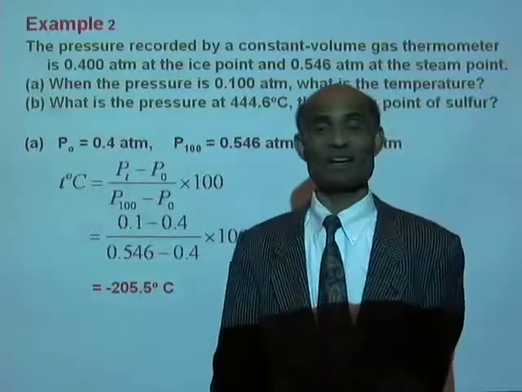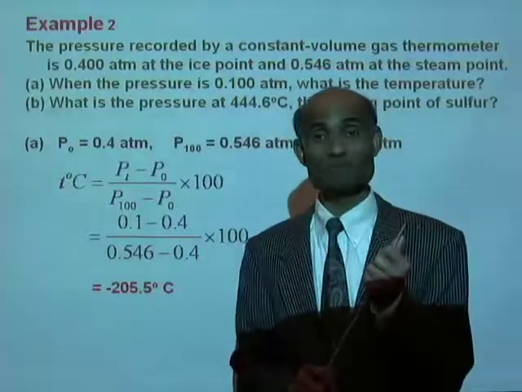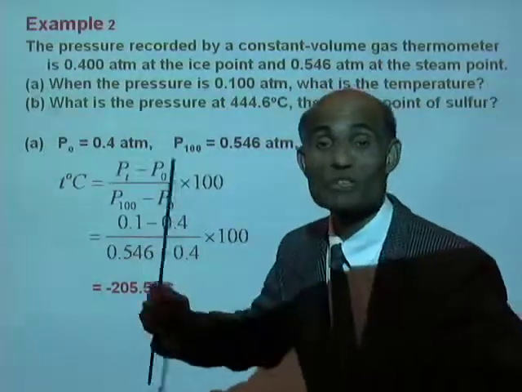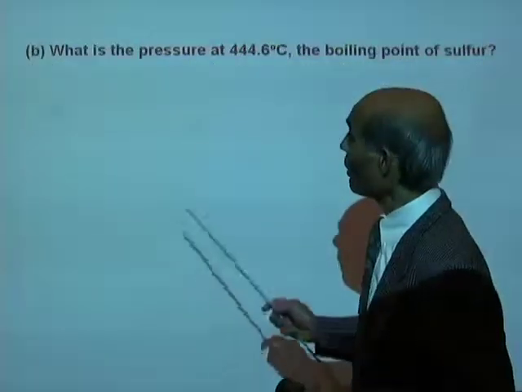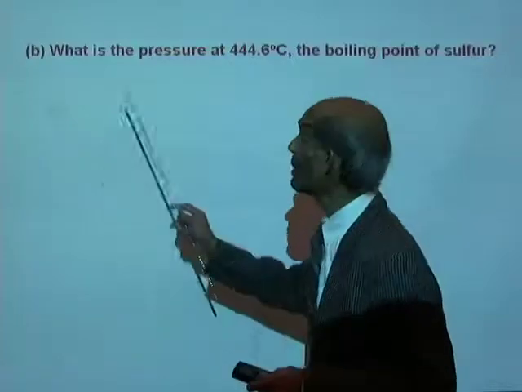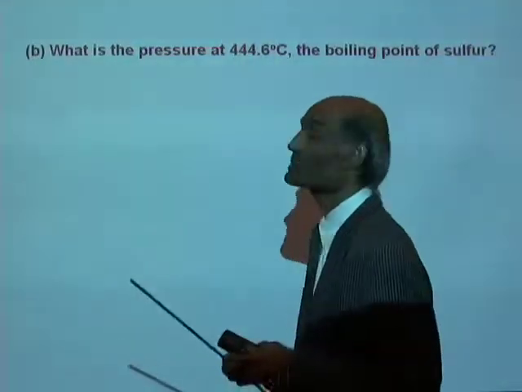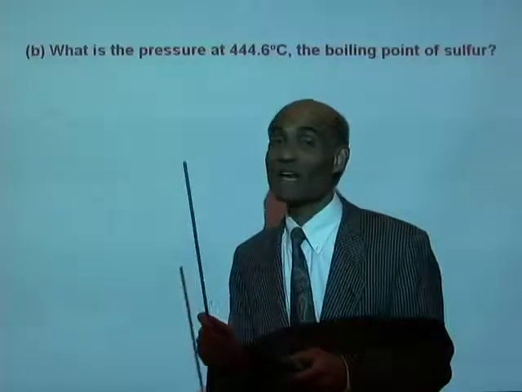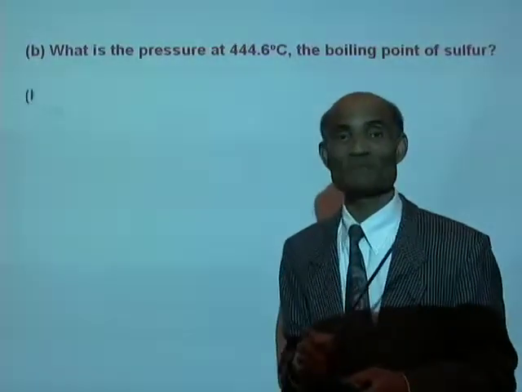You see, you can use a constant volume thermometer like this to measure such a low temperature. Can you use a mercury thermometer to measure that kind of temperature? No, you cannot. So you can see the advantage of a constant volume thermometer. Alright, B part. What is the pressure at 444.6 degrees Celsius, which is the boiling point of sulfur? Again, you cannot measure these kinds of temperatures on a mercury thermometer.